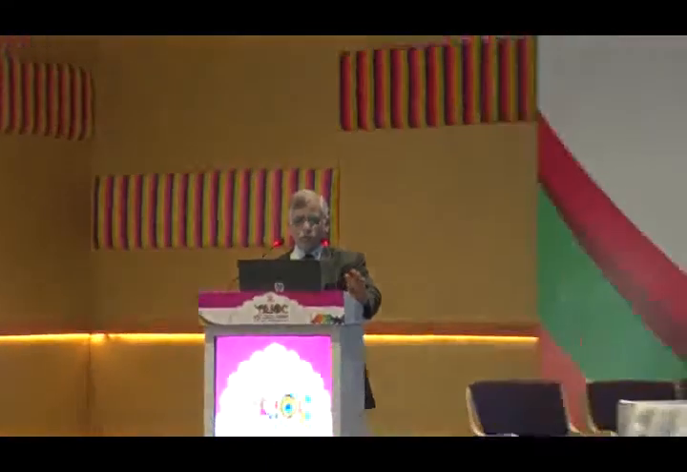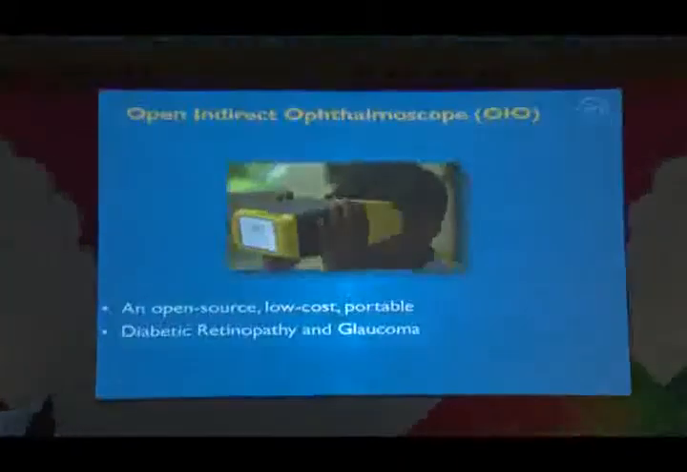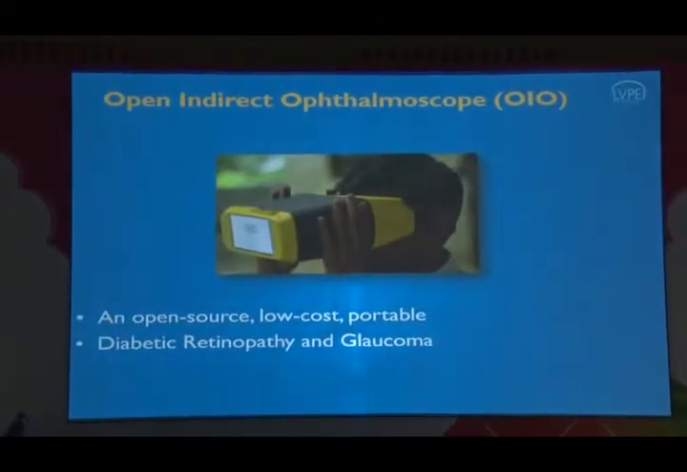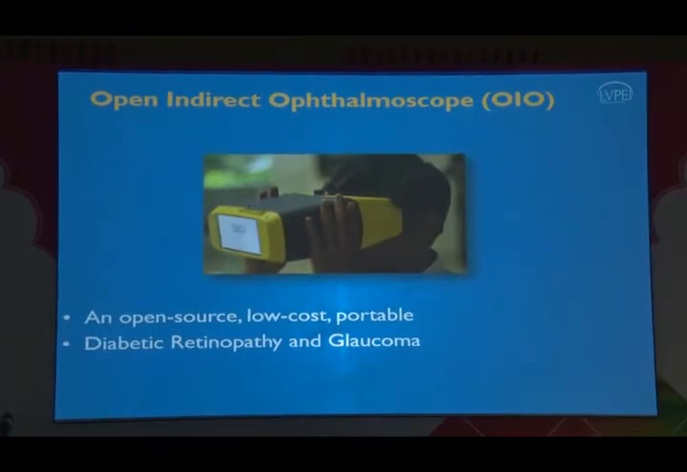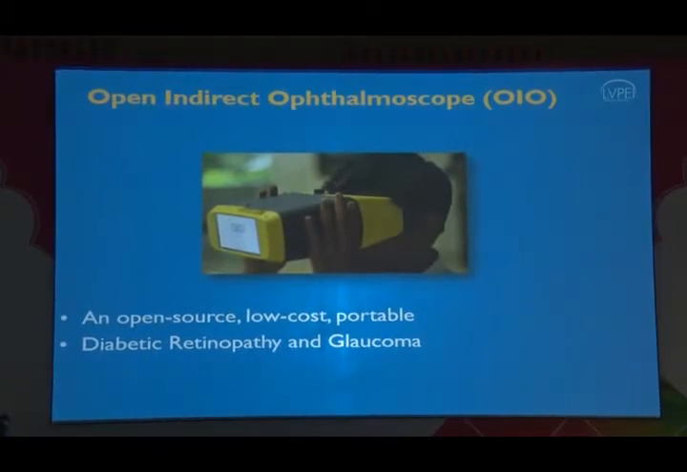Thank you, Sirish. So at the innovation center that we have recently started at L.V. Prasad Institute, we were toying with the idea of developing a low cost indirect ophthalmoscope that can be used as a fundus camera, and that's what I'm going to talk to you about. We call it an open source indirect ophthalmoscope. That's why it is abbreviated as OIO, and because the OIO, at the right corner, looks like that, they put a mnemonic, OWL, as one of the other names for this. So an open source, low cost, portable fundus camera is the idea, and it should be able to help in the detection of diabetic retinopathy as well as glaucoma.